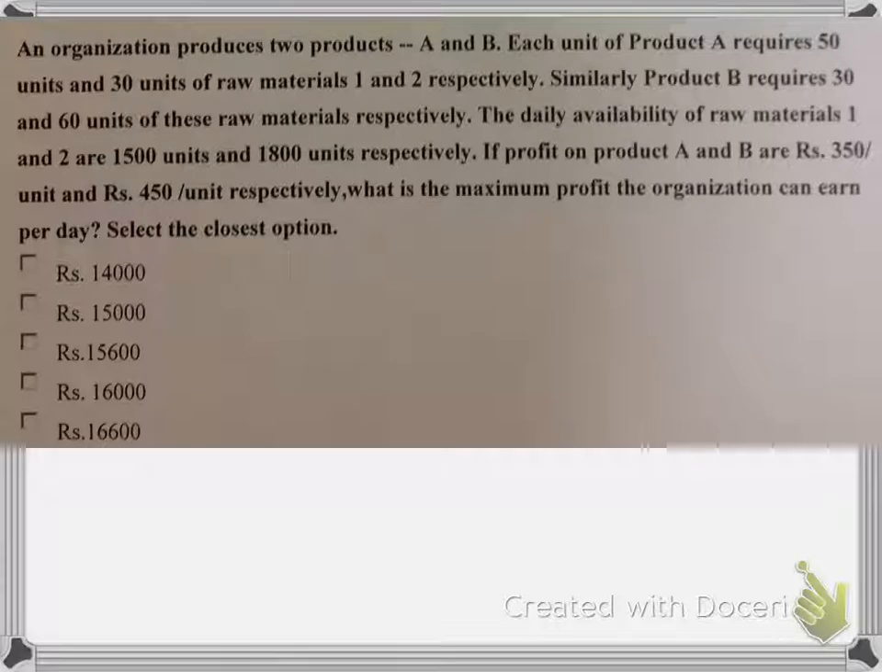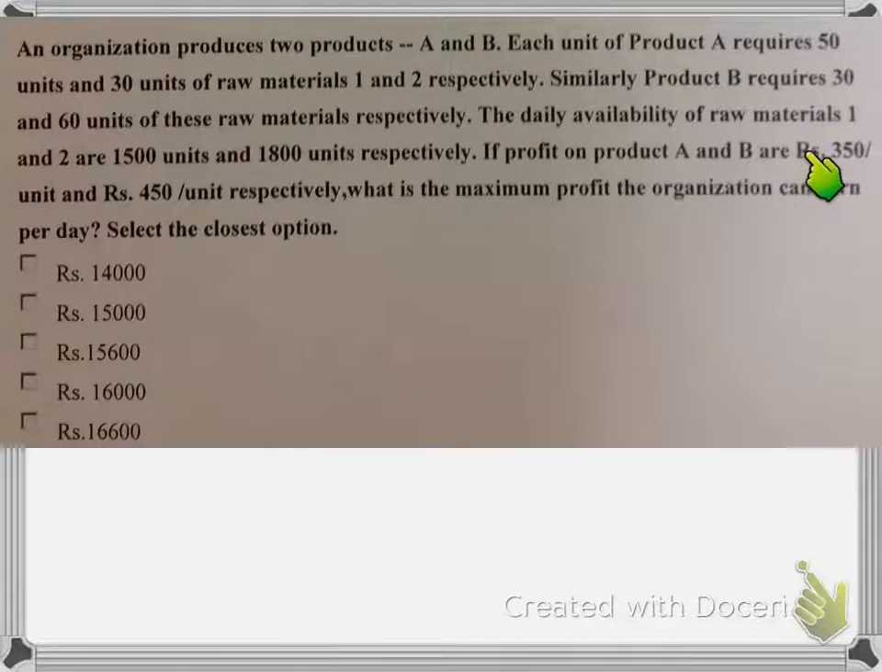This question is a typical product mix problem which is quite suitable for linear programming formulation. An organization produces two products A and B. Each unit of product A requires 50 units and 30 units of raw material 1 and 2 respectively. Similarly, for product B also the requirements of these raw materials are given as 30 and 60 units.